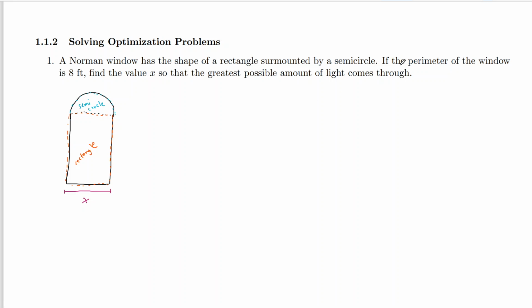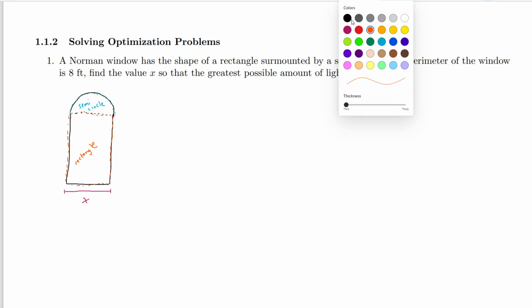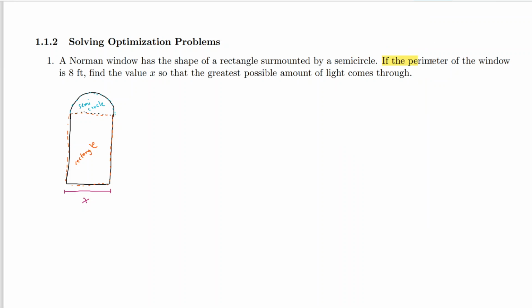Okay. Now it says if the perimeter of the window is 8 feet. So if we go all the way around the window and we get 8 feet, we want to find the value x so that the greatest possible amount of light comes in. All right, so let's go ahead and read that. It says, if the perimeter of the window is 8 feet, this is sort of our condition. This is what we have to use to solve our problem. You're always going to be given some condition.